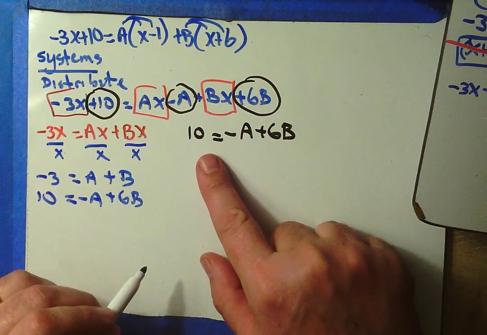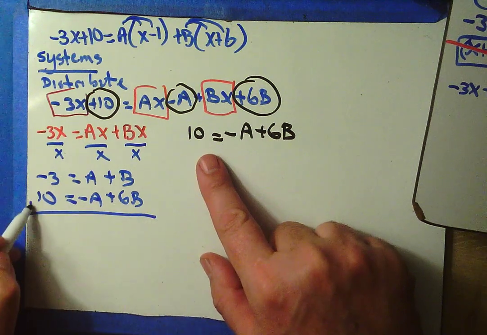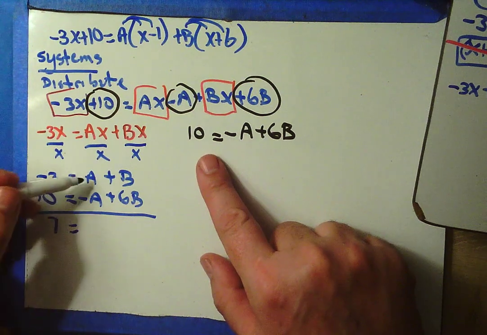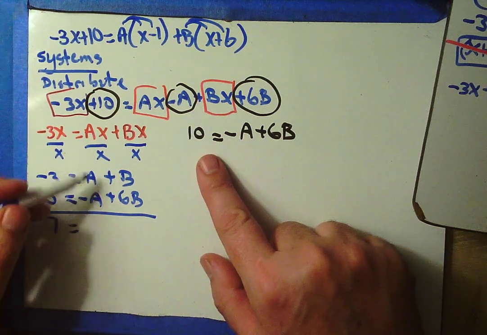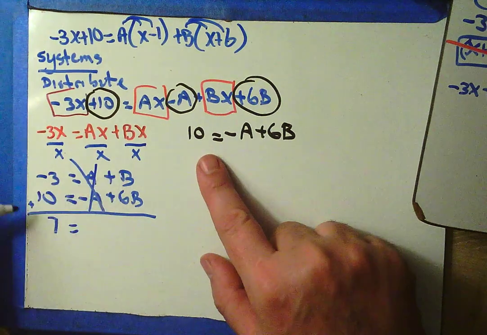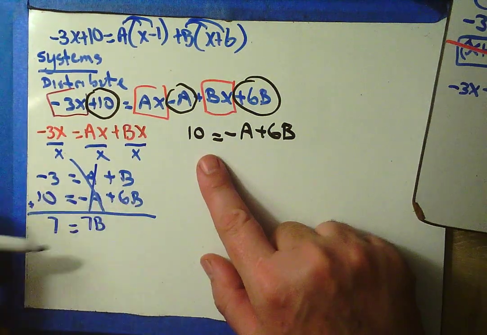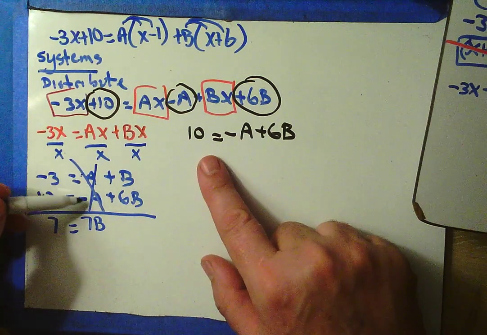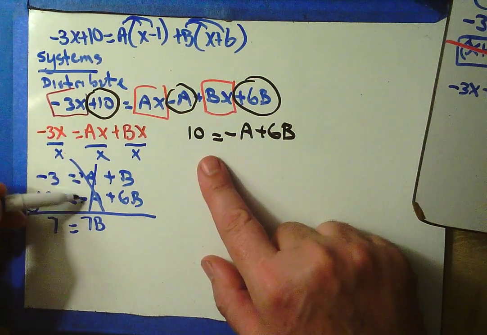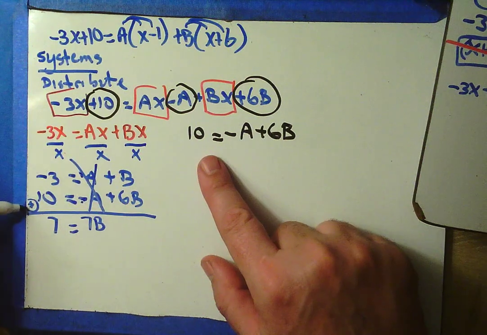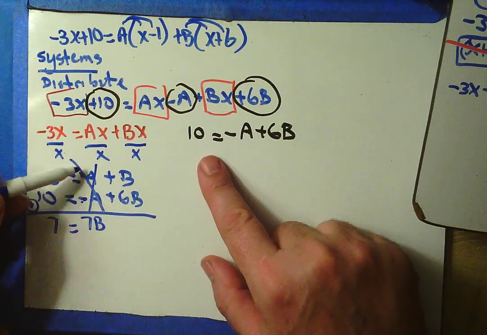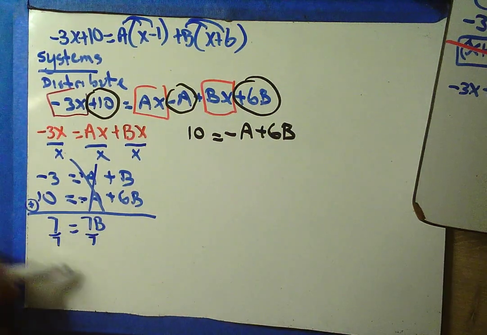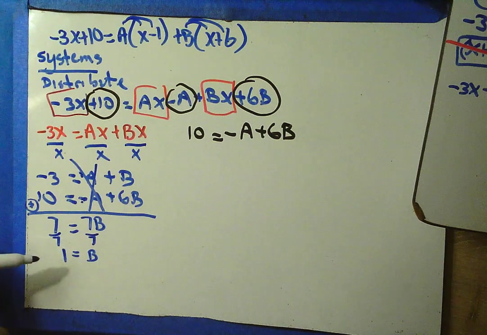And I'm going to add these two equations together. Okay, so negative 3 plus 10 is 7. A plus negative a, they cancel. And b plus 6b is 7b. I know to add the equations together when the signs on the letters are opposite. If one is plus and one is minus, I'm going to add. If they're both the same symbol, I'm going to subtract. So I divide by 7, and I find that b equals 1.